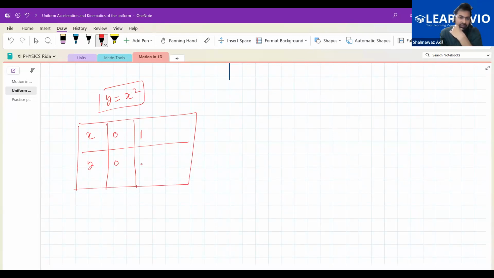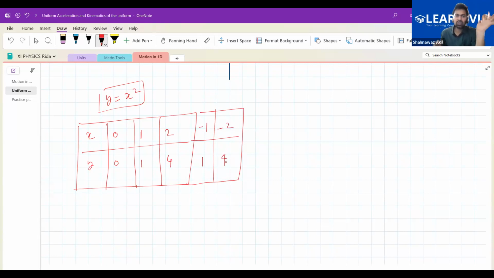What is y? 1. X is 2. What is y? 4. Right. And we can have minus also. So if x is minus 1, then this is 1. If x is minus 2, then this is 4. So this is the graph.